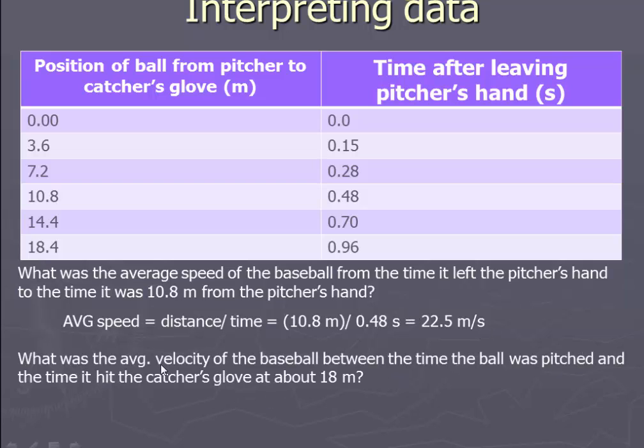So if we want to know the average velocity of the baseball between the time the ball was pitched and the time that it hit the catcher's glove at about 18 meters, we're going to be looking at the full length because we want the end point. So average velocity is equal to 18.4, which is about 18 meters, and the time is 0.96 seconds. So run the math, and it's going to equal 9.2 meters per second towards the glove. If you notice, we had to put in that towards the glove because we have to have that direction because we're talking about velocity.